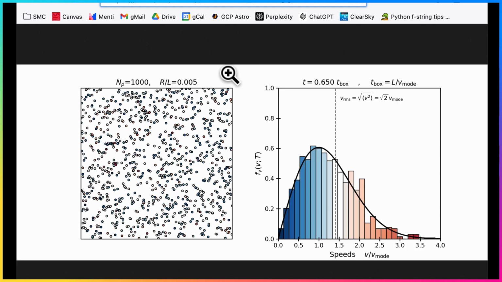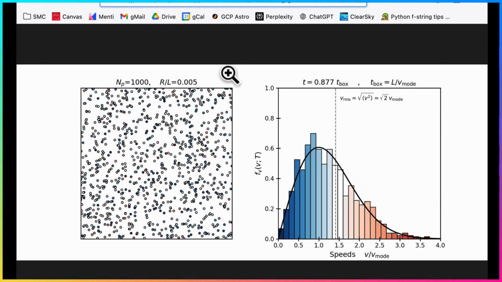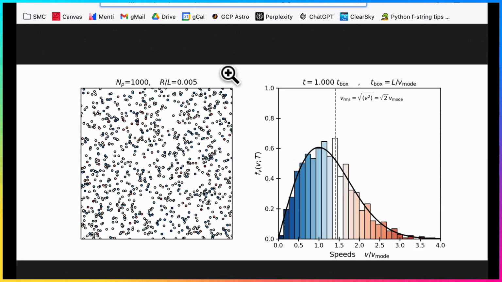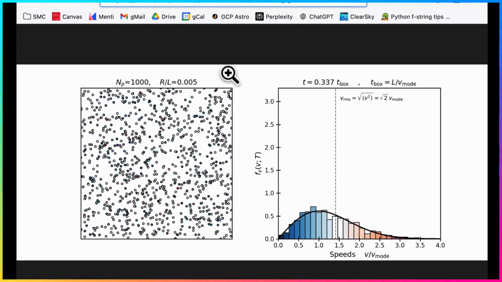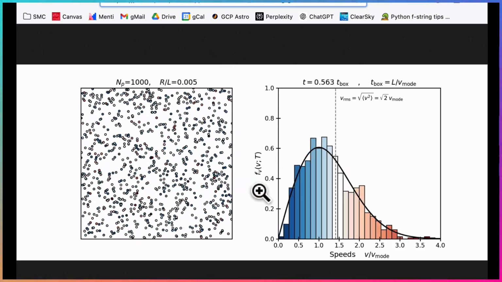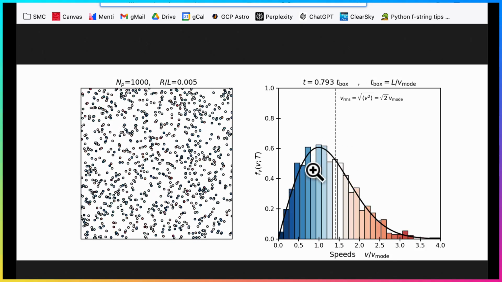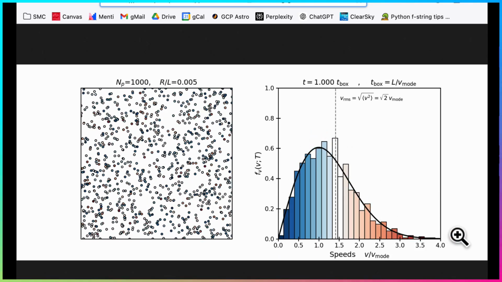And in all of these simulations that I showed, they were set up to have the exact same temperature. So you notice that as the distribution evolves, they all end up matching the same Maxwell-Boltzmann distribution at the end of the day.